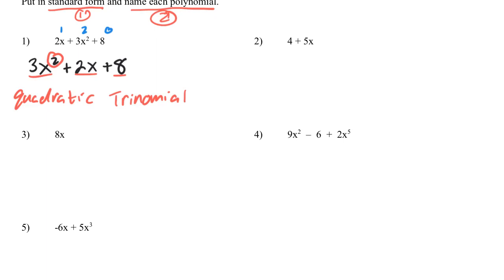Okay, next one. Not in standard form yet. Constants are 0 terms. This is a linear 1, so we need to put it in standard form. 5x plus 4. Then we can go ahead and name it. So our highest exponent is a 1, so this is a linear. And we have 1, 2 terms, binomial. Okay, like bi means 2, like binoculars, right? You look at 2 things.